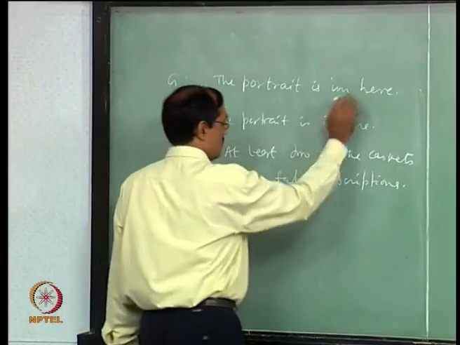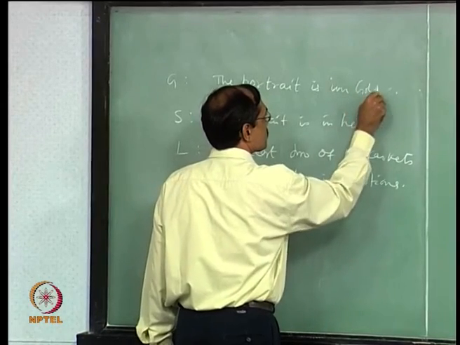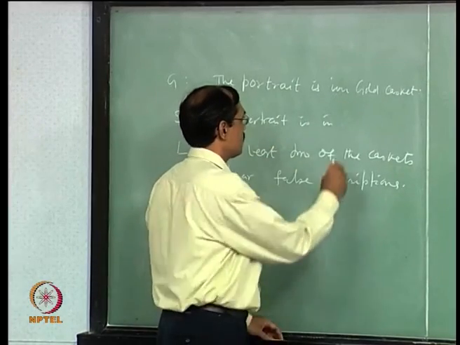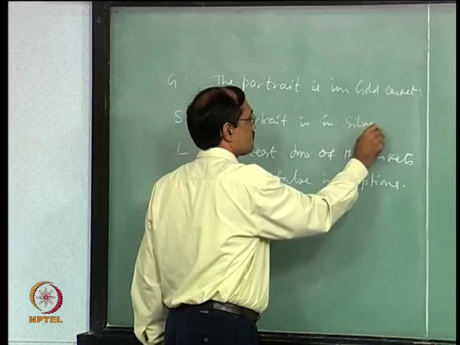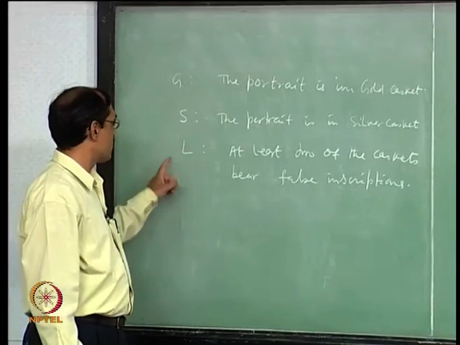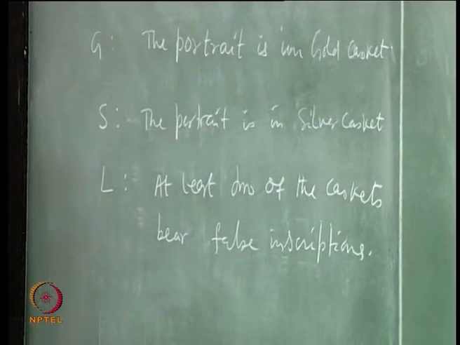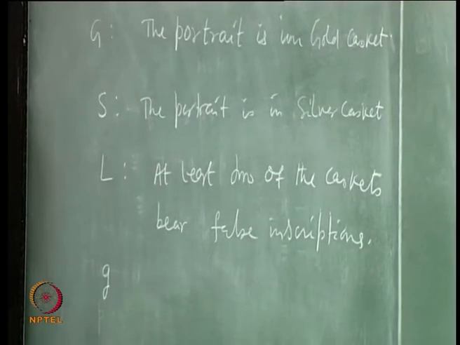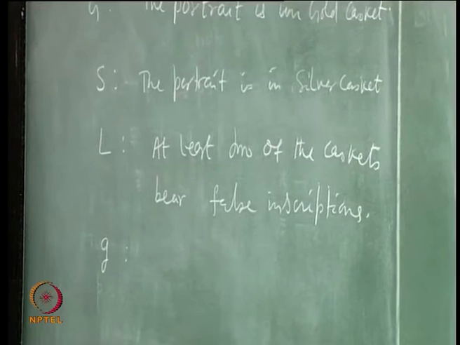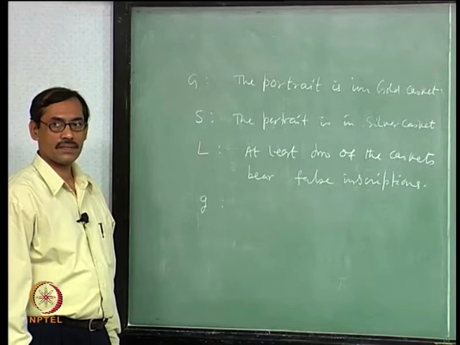So, G becomes "the portrait is in gold casket." Similarly, capital S stands for "the portrait is in silver casket." Capital L stands for the inscription on the lead, which is this itself. Fine. Let us introduce some more propositional variables. Small g. What should be small g? It is for something else, related to the gold casket. Not G.